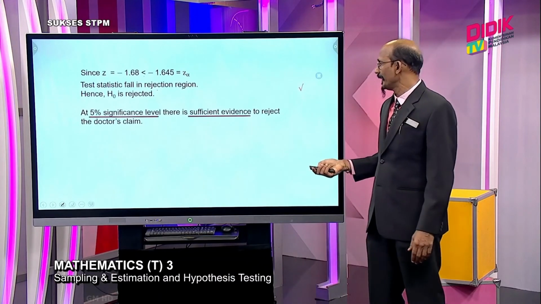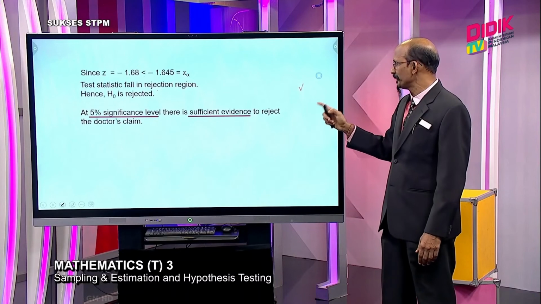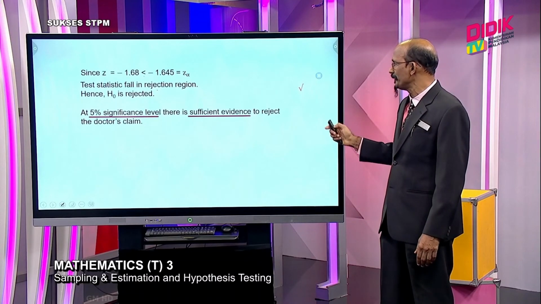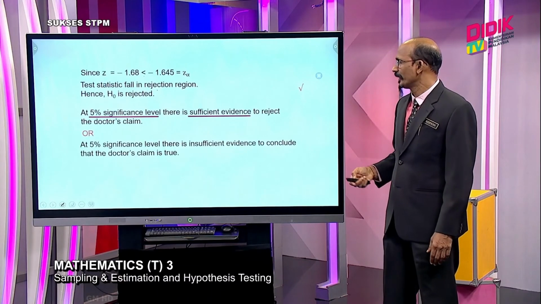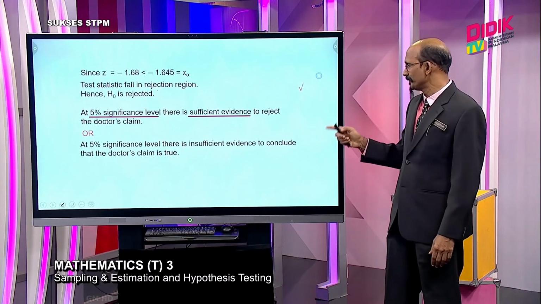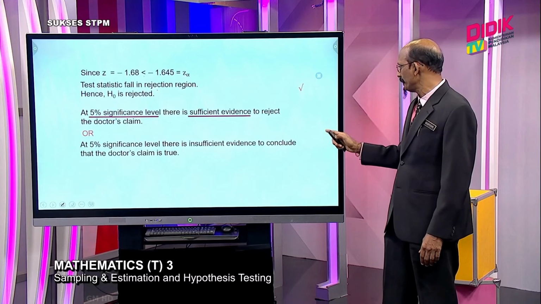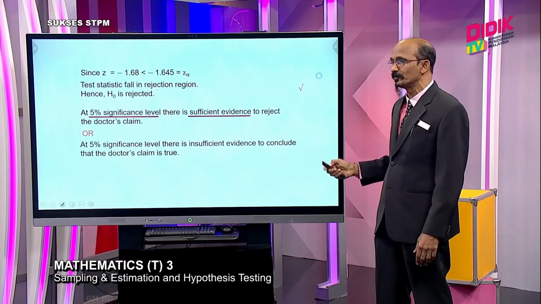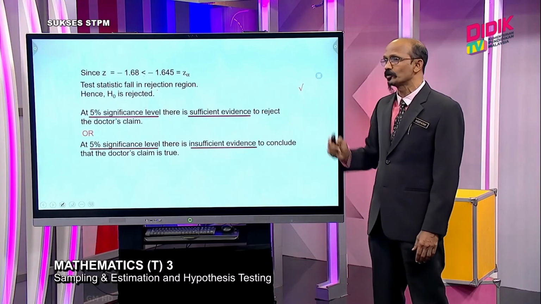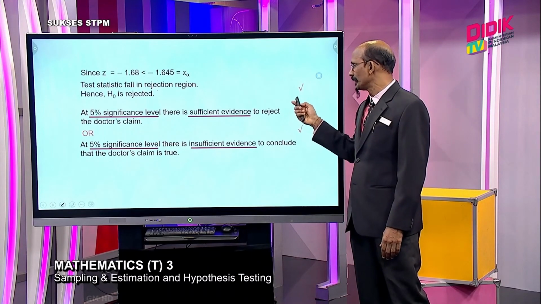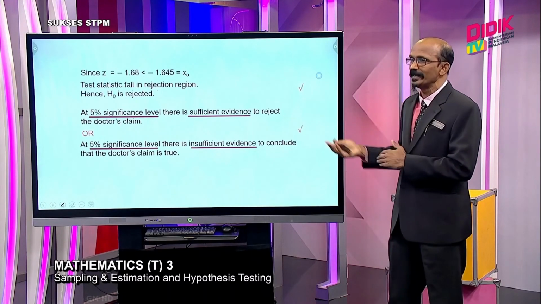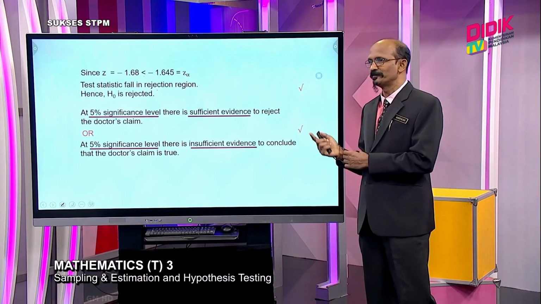So my conclusion is, at 5% significant level, there is sufficient evidence to reject the doctor's claim because H naught is rejected. Or you can write like this: at 5% significant level, there is insufficient evidence to conclude that the doctor's claim is true. Basically, we are rejecting the doctor's claim. So this is how you write the 6th step when you are answering an exam question. That's all, Sean, for this part.